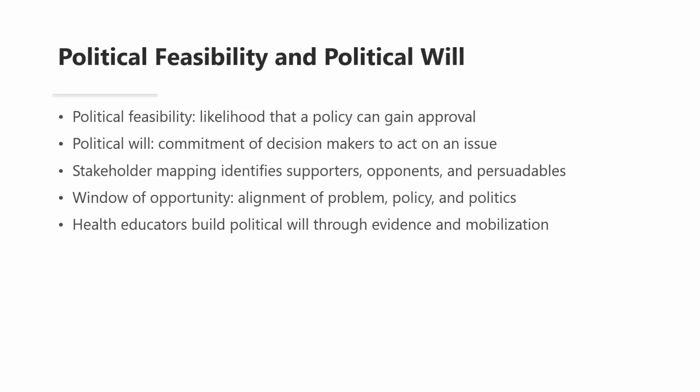Stakeholder mapping is a practical tool for assessing political feasibility. You identify all the individuals and organizations that have a stake in the policy outcome and categorize them as supporters, opponents, or persuadable. This analysis tells you where to focus your advocacy resources. You want to energize supporters, persuade the undecided, and either neutralize or address the concerns of opponents.